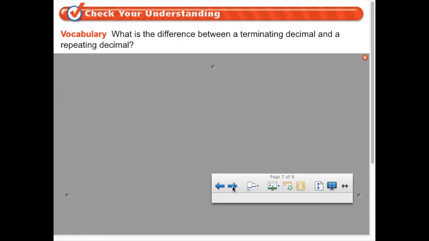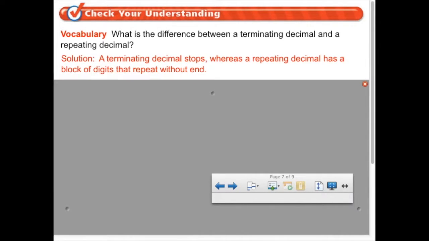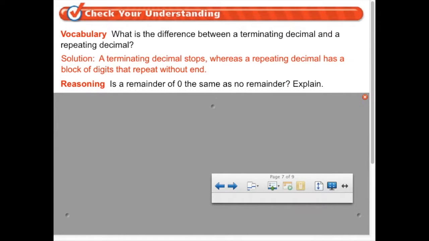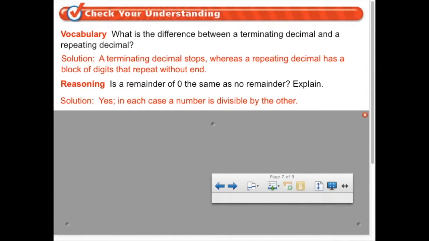What is the difference between a terminating decimal and a repeating decimal? Yes, Miriam. A terminating decimal stops, and a repeating decimal repeats the same number or group of numbers over. Right, a block of digits that repeat without end. So a terminating decimal stops, whereas a repeating decimal has a block of digits that repeat without end. Reasoning: is a remainder of zero the same as no remainder? Yes. In each case, a number is divisible by the other.